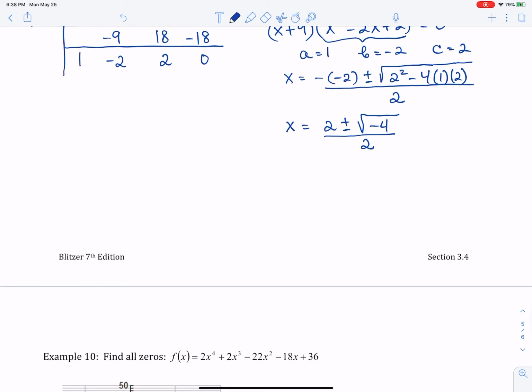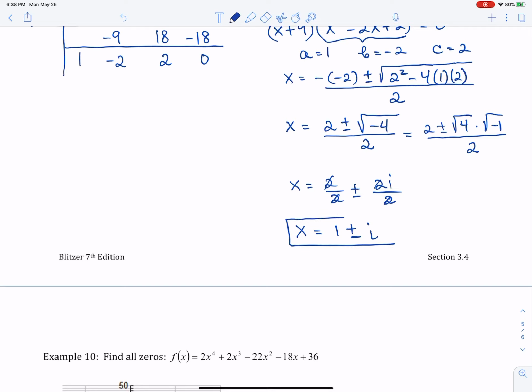Well, the square root of -4 is the same as plus and minus the square root of 4 times the square root of negative 1, and the square root of negative 1 is i. So here we go, we have complex solutions: 2 divided by 2 plus and minus 2i divided by 2. The square root of 4 is 2, the square root of negative 1 is i, and we divide here to find the final two solutions. Two complex solutions coming in a pair.